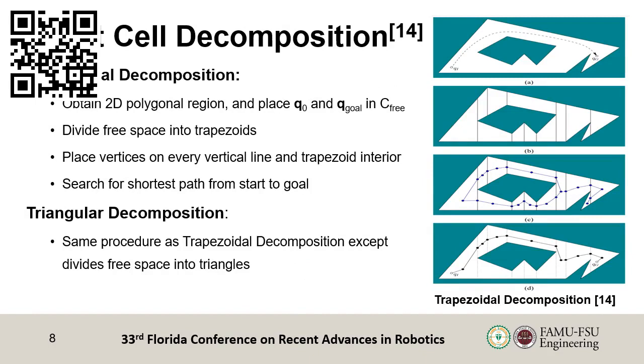Exact cellular decomposition methods include trapezoidal and triangular decomposition. For trapezoidal decomposition, the first step is to obtain a 2D polygonal region and place the initial and goal configurations in the free space. Next, the free space is divided into trapezoids. Also, place vertices on every vertical line and inside of each trapezoid. Then, connect the vertices to their nearest neighbors. Lastly, search for the shortest path from the start to goal configurations. In addition, triangular decomposition has the same procedure as trapezoidal decomposition, except it divides the free space into triangles instead of trapezoids.